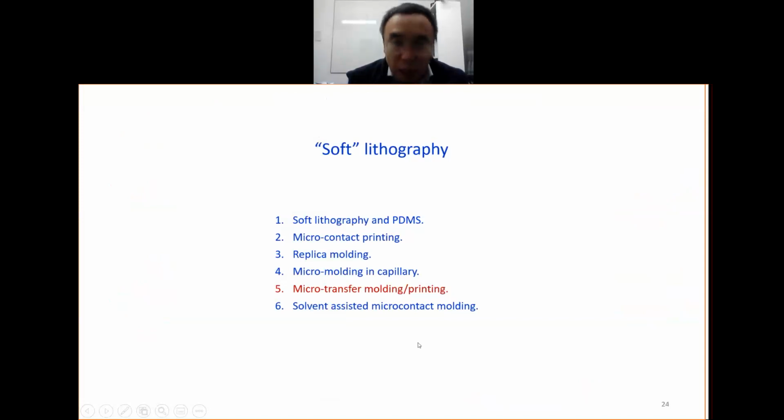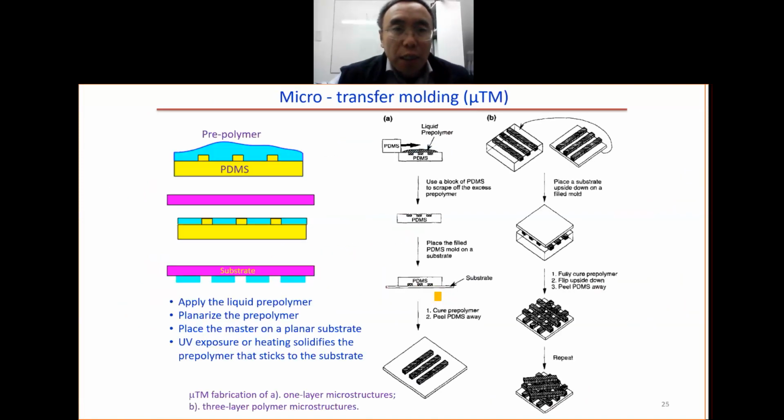And now let's look at another example: microtransfer molding or microtransfer printing. The idea is also very straightforward. First, you have the prepolymer. You put it under the PDMS mold. Then you use a block of PDMS to scrape off and remove the excess prepolymer. You get something like this. Then you put this onto another substrate, onto this purple color substrate.